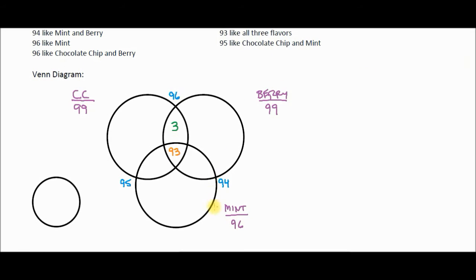How about mint and berry? 94 people surveyed said they liked both of those. Of those, 93 said they liked all 3. Only 1 just like mint and berry. And the same thing here, chocolate chip and mint. 95 surveyed said they liked both of those. Of those people, 93 said, well, I also like berry. So 95 minus 93 is 2. That step is done.